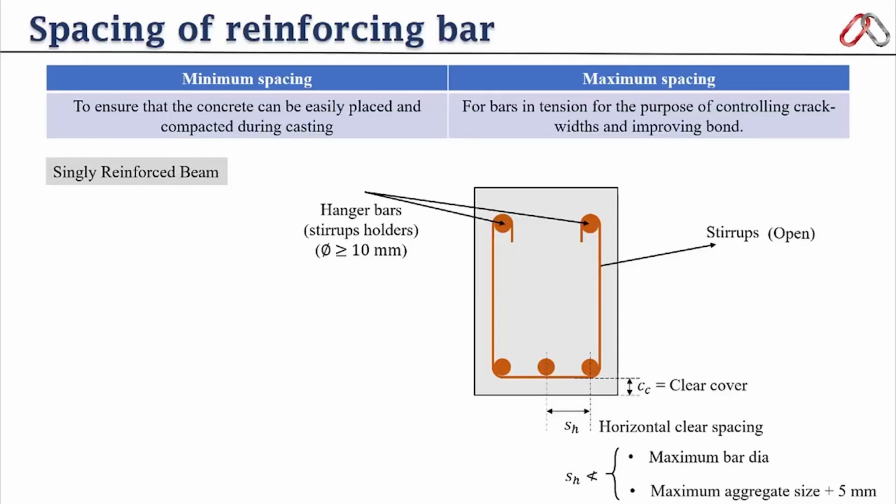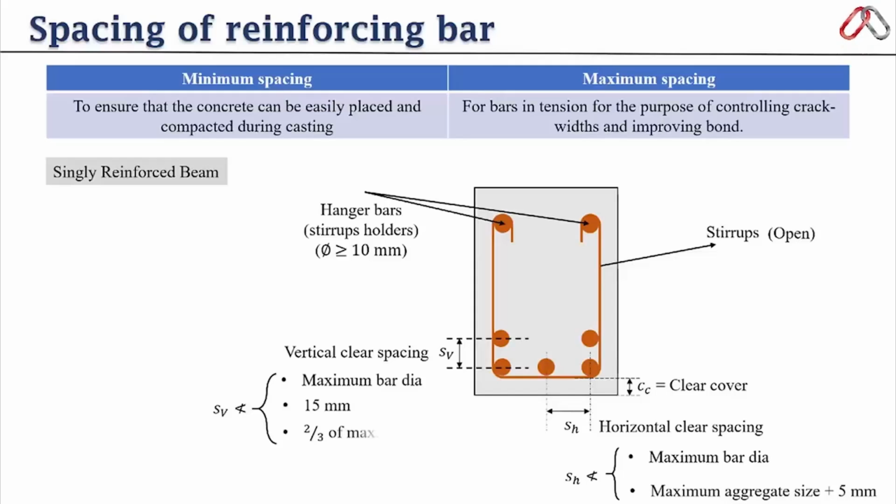Sometimes it may happen that we have to use a lot of reinforcing bars and we cannot arrange them in a single line. We use them in multiple lines. So the vertical distance between these bars is called SV, the vertical clear spacing. The value of SV should not be greater than either maximum bar diameter or 15 mm or 2/3 of maximum aggregate size. We will use the least value of these three.